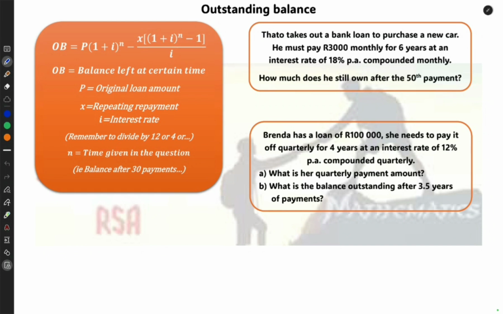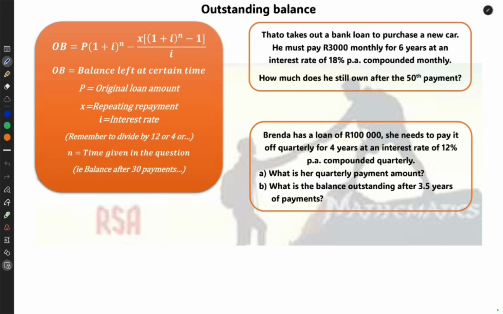P in this case is the original loan amount. So if you don't have the loan amount, like in this first question, you will have to work that out first, and then you can work out the outstanding balance. X is the same, i is the same, n is the same, but just check with n, that is now the payment in the middle of the term. So it's not the full payment agreed on.